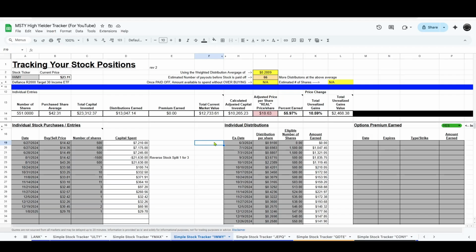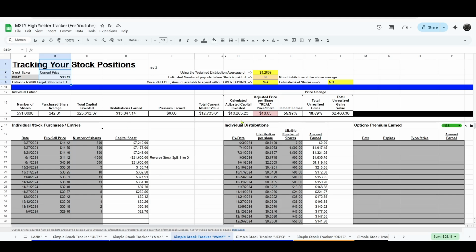So what is my real price per share? Well, that is $18.63. Very nice, right? I am actually below the current price of IWMY. And that's even after the reverse split. Now, I've worked hard at it, right? But it is under that current price of IWMY.